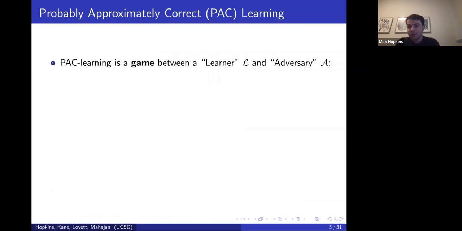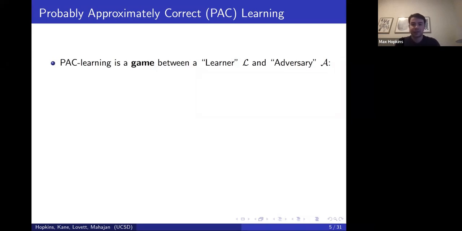So the model that I more or less want to focus on today is called the probably approximately correct model, the PAC model. This was basically independently introduced by Vapnik and Chervonenkis to the statistics literature and later by Valiant to the CS literature. I think formally we probably take more of Valiant's approach here.